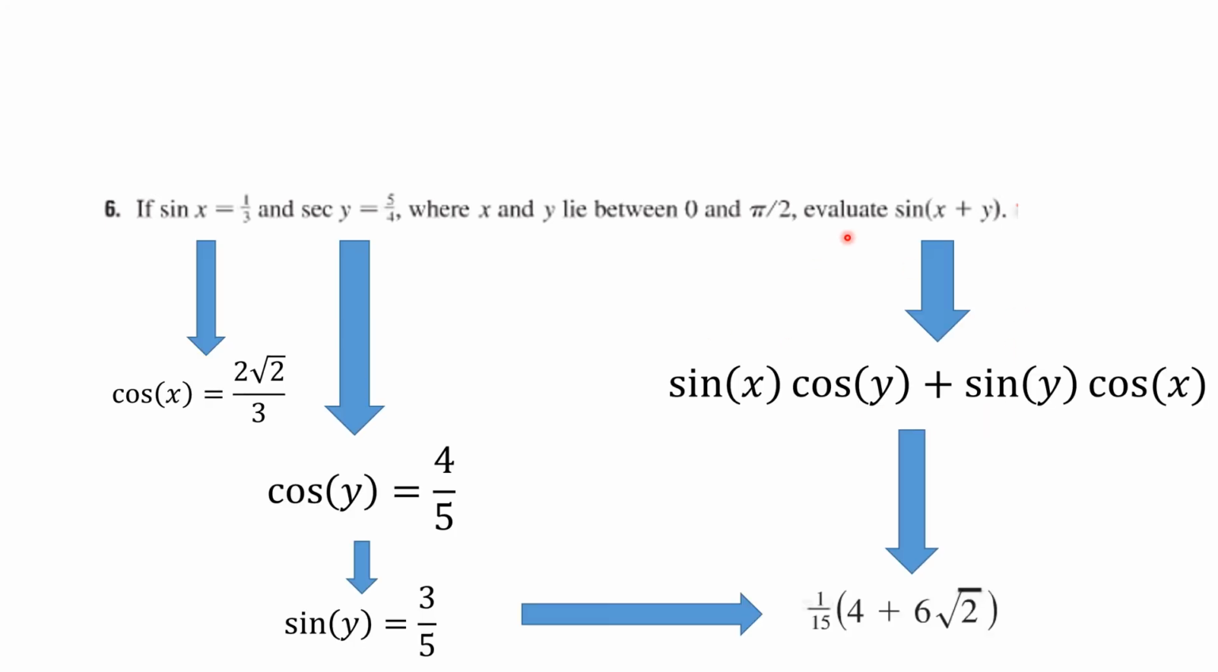Well, first of all, this trig identity is one that you will use often, and this is what it is. So that is what the sine of x plus y is. We also know if the sine of x is 1/3, and we're in the first quadrant, that the cosine of x, we know this from the Pythagorean theorem, is 2 root 2 over 3.